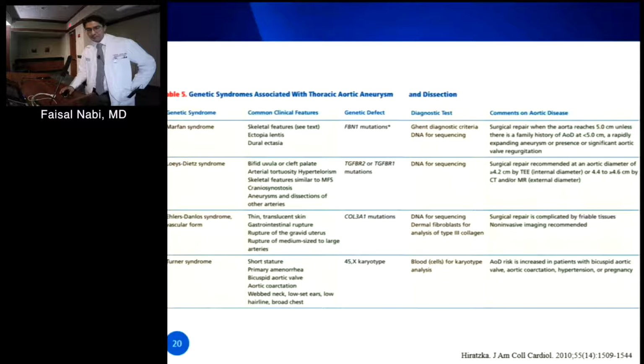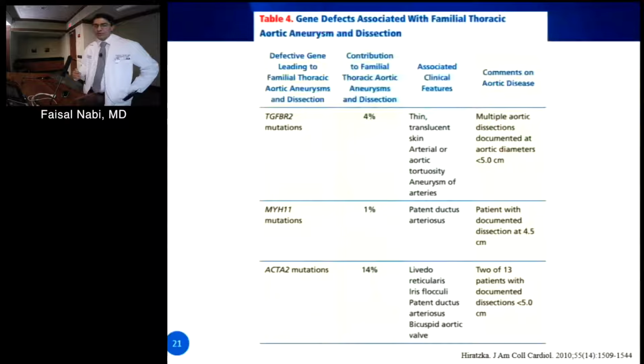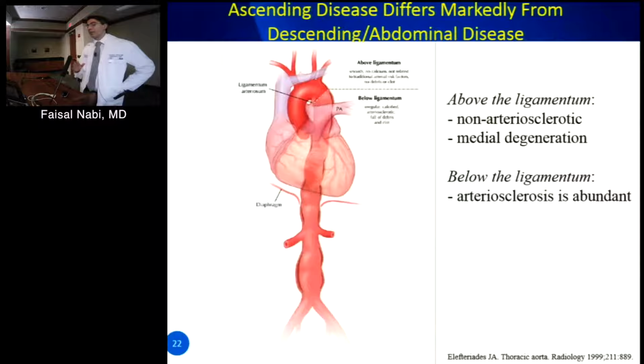And this is just another slide showing that along with these, these patients have clinical features that can help you make the diagnosis. Now, what's interesting is that disease in the thoracic aorta is different whether it's ascending or descending. Disease above the ligamentum arteriosum, or ascending aortic disease, tends to be non-atherosclerotic, and its etiology is medial degeneration, or loss of the elastin fibers in the media, usually with some sort of congenital or familial or genetic abnormality. Whereas below the ligamentum arteriosum, or in the descending thoracic aorta, this is an atherosclerotic disease.